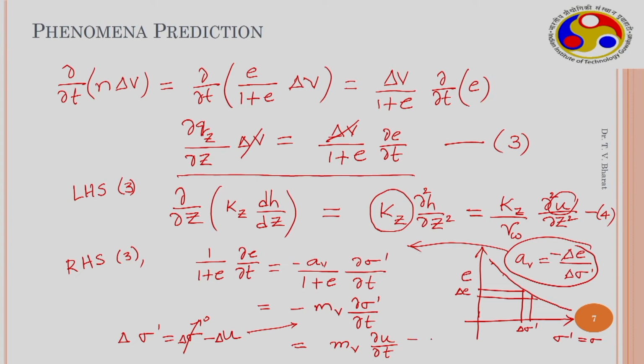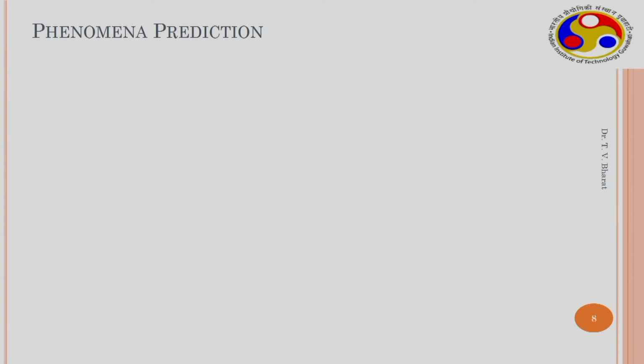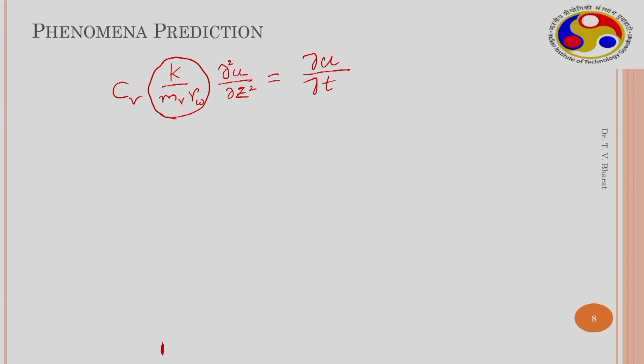So if you equate the expressions 4 and 5, you get Terzaghi's one dimensional consolidation equation, that is k by mv gamma W into dou square u by dou z square is equal to dou u by dou t. So this quantity we write as Cv. So Cv times dou square u by dou z square is equal to dou u by dou t. This is Terzaghi's one dimensional consolidation equation.